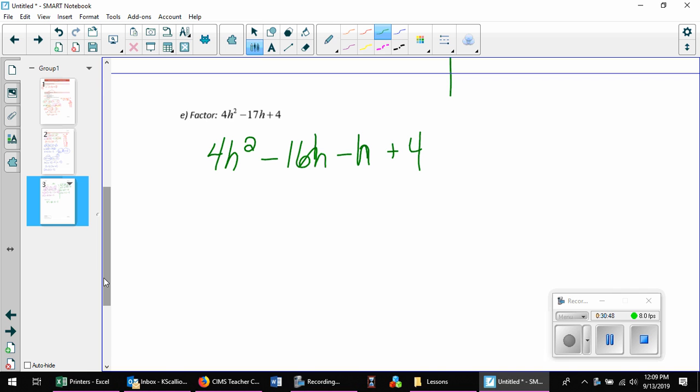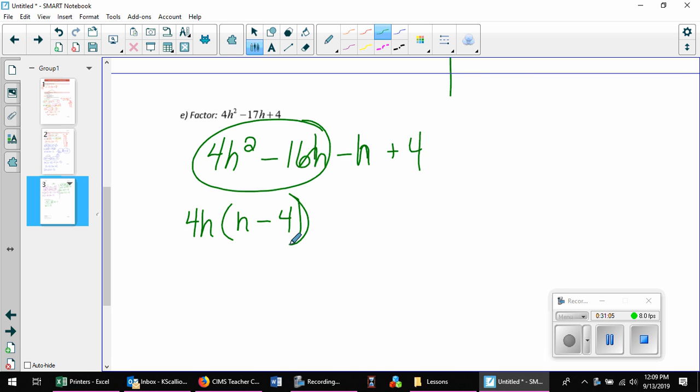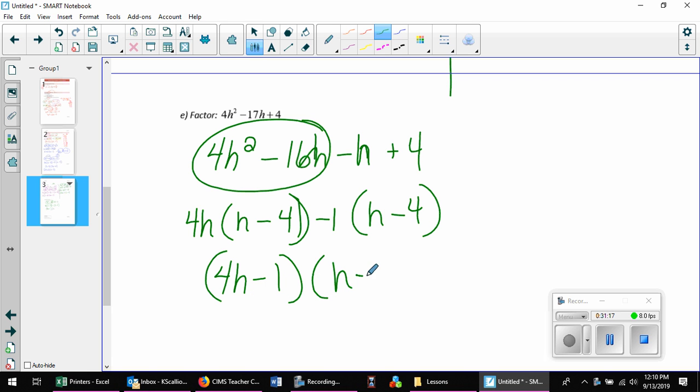All right, so what can I common factor over these two? 4h. Remember the first set, you might take a number, but you definitely will take a variable. So I'm left with h minus 4. What am I taking out of the second set? Taking a negative 1. I'm left with h minus 4.